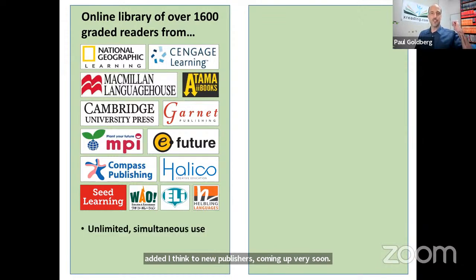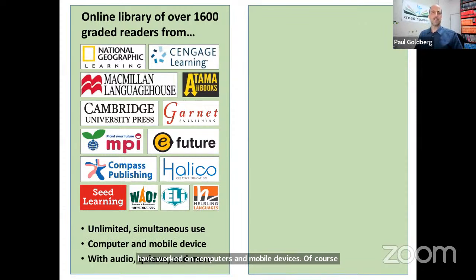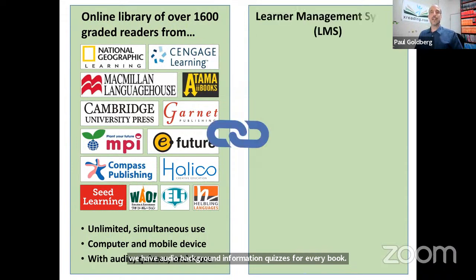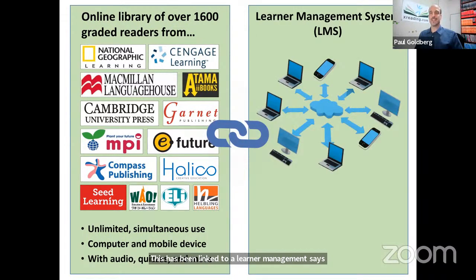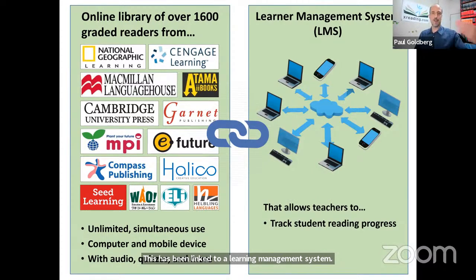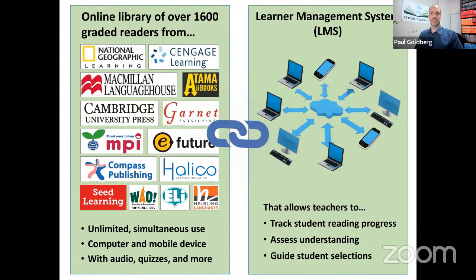It gives unlimited simultaneous use. Every student can read every book at the same time. 1, that means any book could be a class reader, and 2, that means it's not 1,600 or 1,700 books, it's 1,700 books per student, which is far more than any library would typically have. Works on computers and mobile devices, of course. We have audio, background information, quizzes for every book. This is then linked to a learner management system, which is an LMS, which allows teachers to track all their students' reading progress, how many books they've read, how many words they've read, things like that, assess their understanding of the stories, and guide their selection.